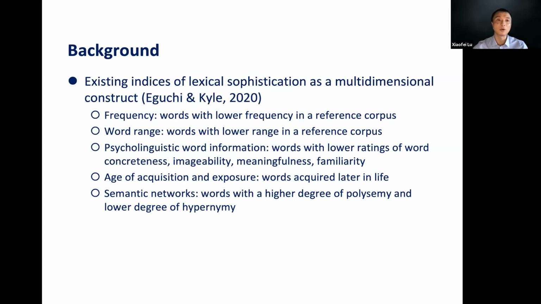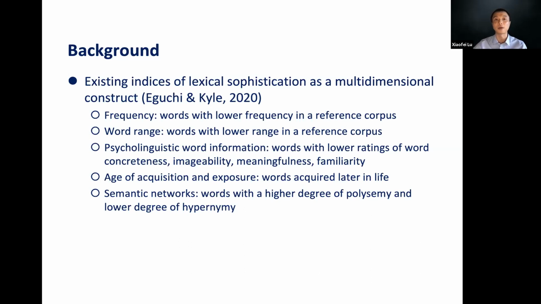So the first way to look at this is to use frequency-based indices, which you're all very familiar with. We consider words with a lower frequency in a reference corpus such as the BNC or COCA as more sophisticated than words with a higher frequency, right? And then word range, okay? So basically words with a lower range in a reference corpus will be more sophisticated.